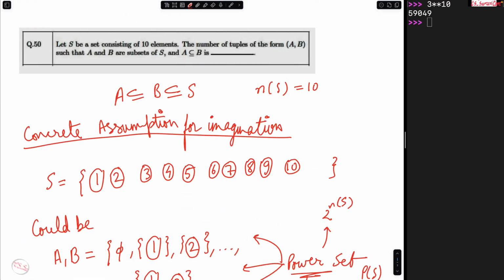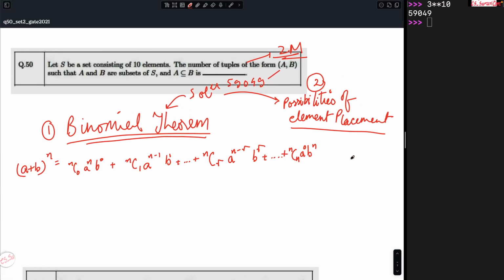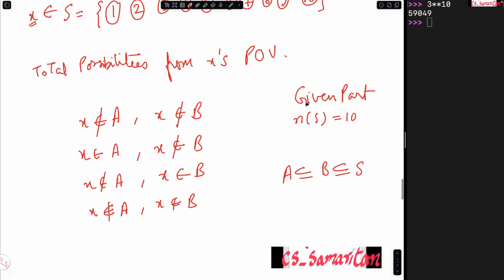Because I promised that I'm going to give you 2 solutions for this, I'm going to do exactly that. The second possibility is going to be considering the placement possibilities of the elements, right? So let's do that.